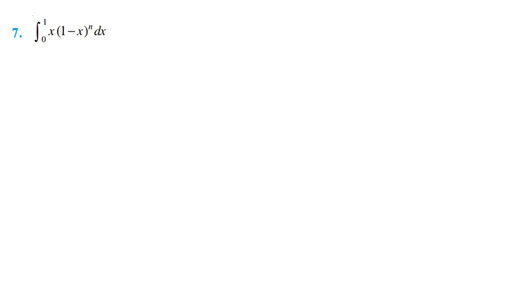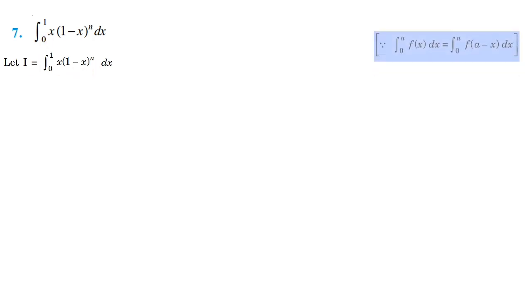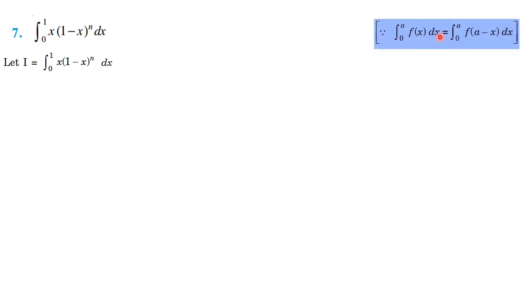Next we shall discuss the seventh question, the integral from 0 to 1 of x times 1 minus x, the whole power n, dx. When we observe the limits, it is 0 to 1, so the 0 to a property can be used. The integral from 0 to a of f of x dx is equal to the integral from 0 to a of f of a minus x dx. That is what we are going to apply. Let's take this one as I.